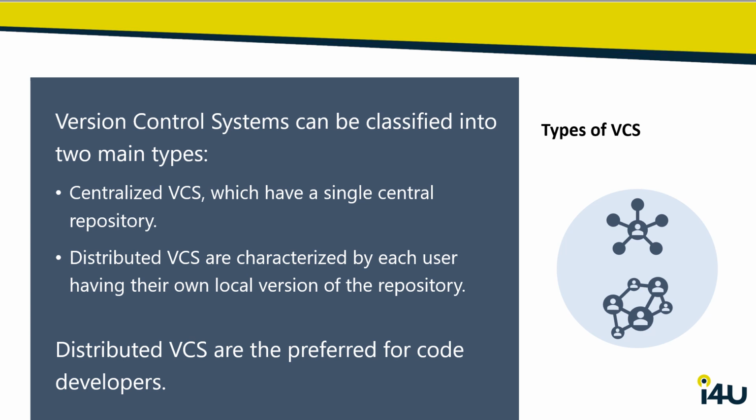Distributed VCS are characterized by each user having their own local version of the repository. It eases performing branching and merging operations and working offline. Their main disadvantage is that the learning curve is steeper for distributed than for centralized VCS. Despite that, distributed VCS are the preferred choice for code developers.